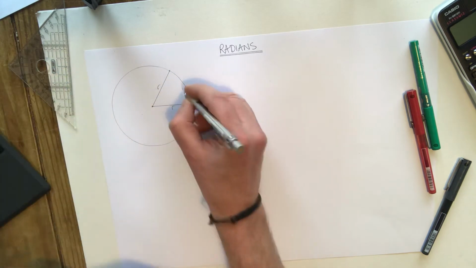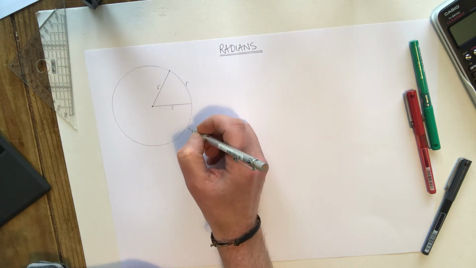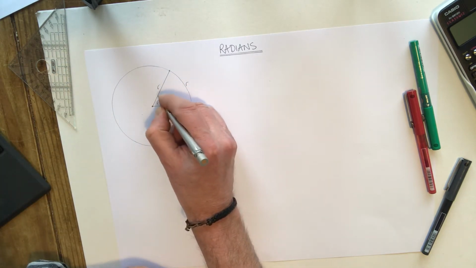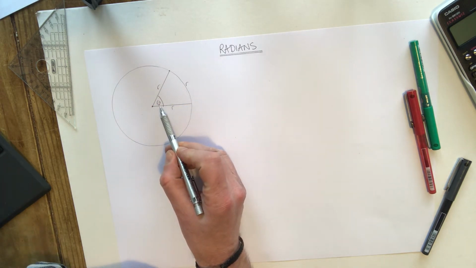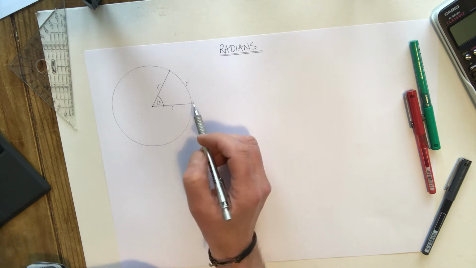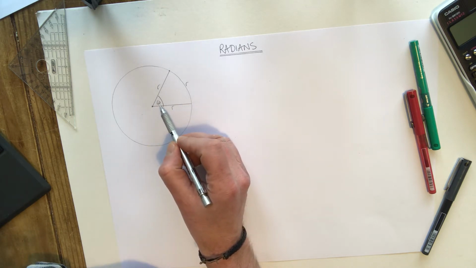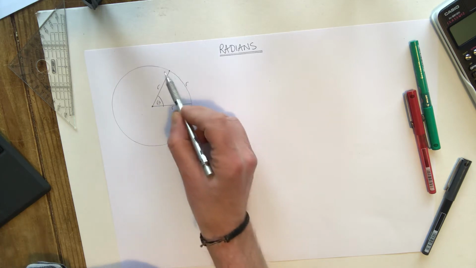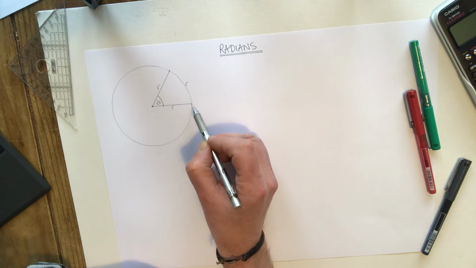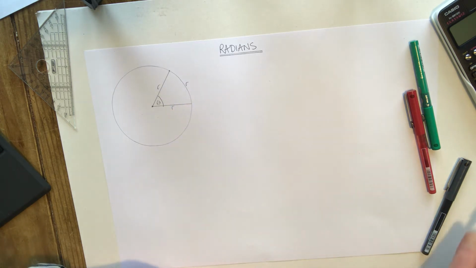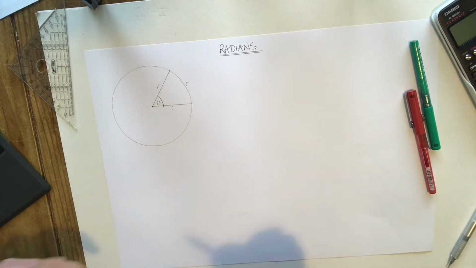So there are 2 radiuses. This length is also r. This is the angle at the center. Then this angle is 1 radian. 1 radian. So this is the definition of a radian. It's the angle subtended at the center of a circle when the length of the arc is equal to 1 radius. So this length is the same as that length. That's what a radian is.